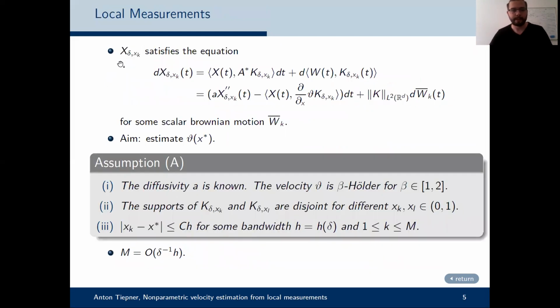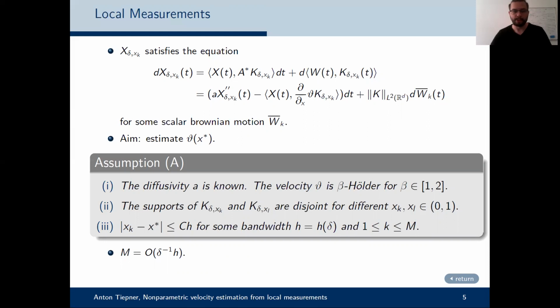So the process X_{δ,x_k} from the previous display satisfies the equation dX_{δ,x_k}(t) = ⟨X(t), A* k_{δ,x_k}⟩ dt, with the adjoint operator A* of A, plus some scaled Brownian motion. And we aim to estimate theta at some spatial point x*.